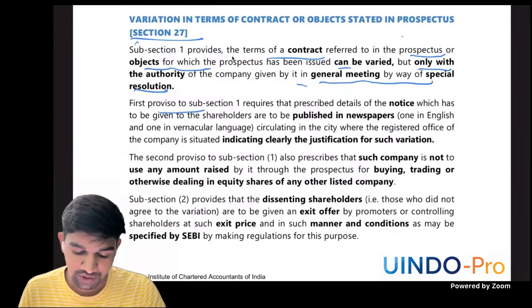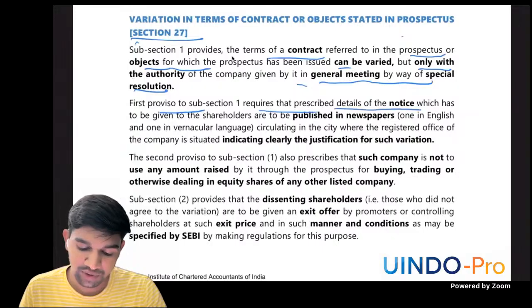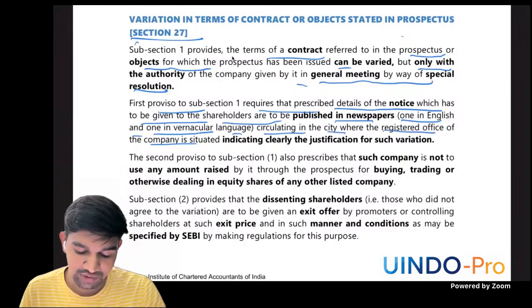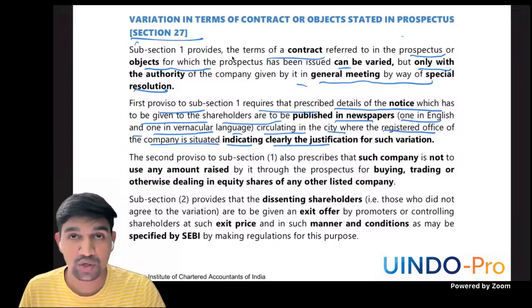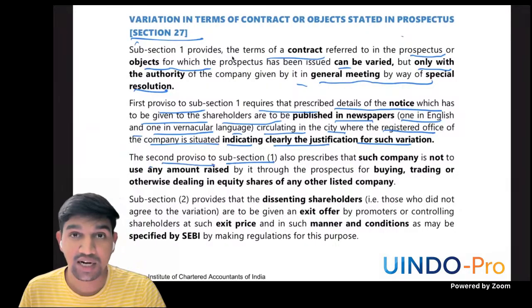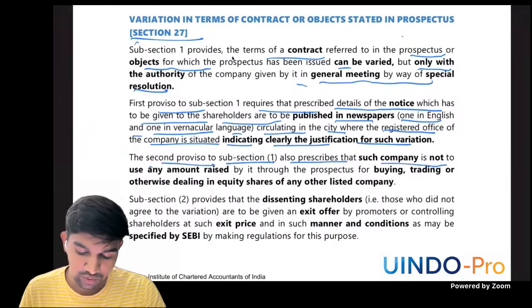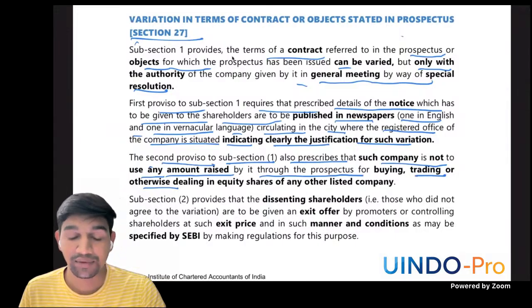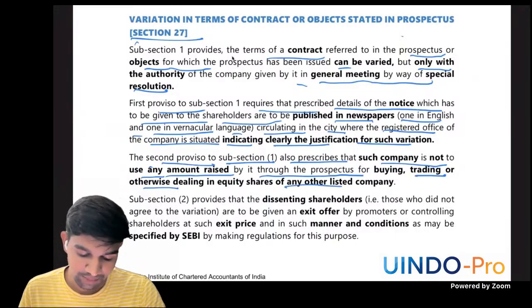The first proviso to subsection 1 requires that the prescribed details of the notice which has to be given to the shareholders are to be published in newspapers, one in English and one in vernacular language circulating in the city where the registered office of the company is situated, indicating clearly the justification of such variation. The second proviso also prescribes that such company is not to use any amount raised by it through the prospectus for buying, trading, or otherwise dealing in equity shares of any other listed company.